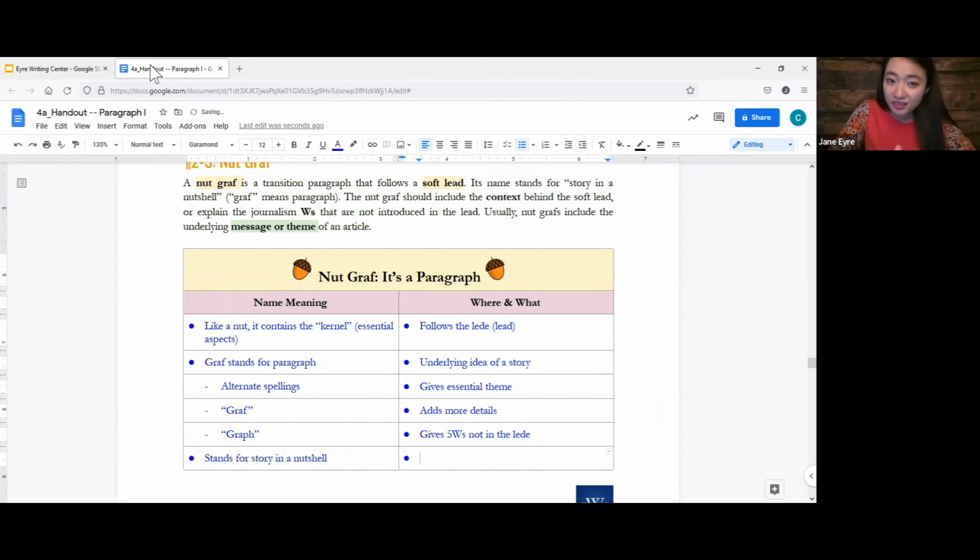Now, this is not always the case, but it is often followed by a good, flashy question. And it could be very explicit. It could literally state a question, or it can be implicit. It may also be implied, okay? So that is a nut graph.